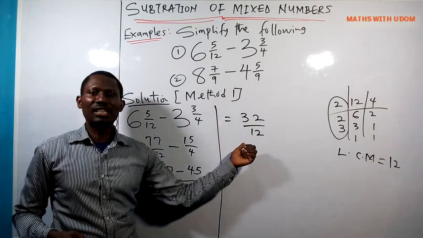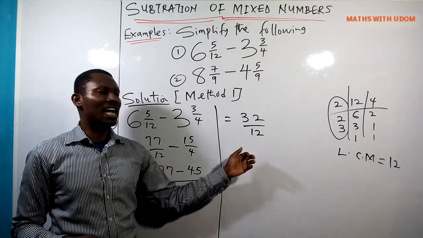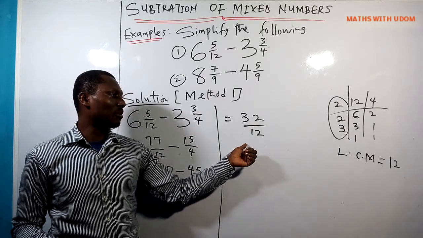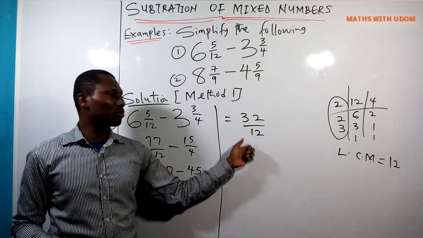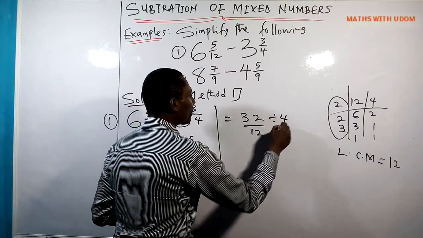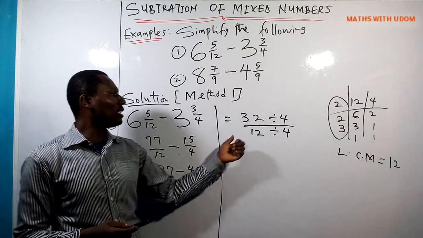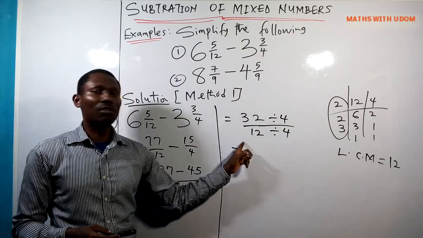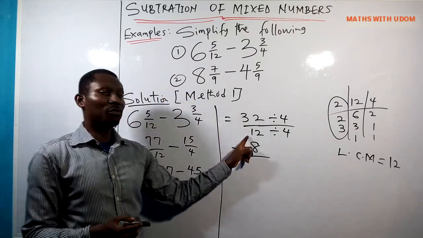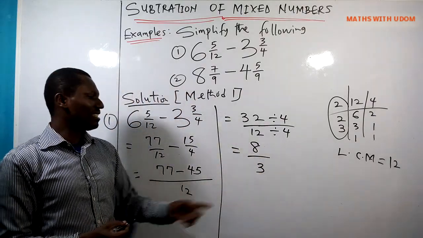We see that this number is an improper fraction. We need to reduce it. What is the highest common factor that can go through 32 and 12? We can see that 4 can go through 32 and 12. So we divide the numerator by 4 and we also divide the denominator by 4. 32 divided by 4 will give us 8, while 12 divided by 4 will give us 3. It's still an improper fraction.